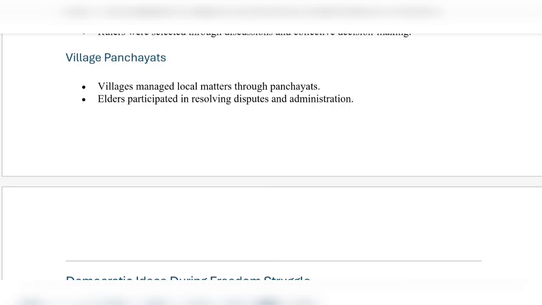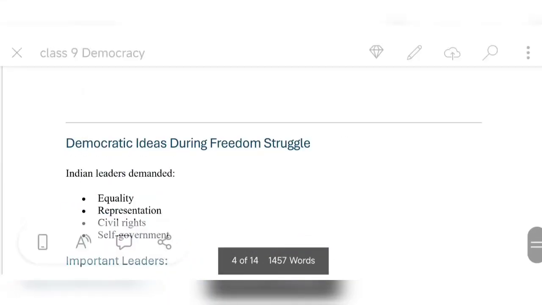Then we come to village panchayat. As I said, today also and way before, people used to sit below a peepal tree or some tree like that, and they used to talk about the problems of the villages, and they used to solve those problems with local solutions. So it used to happen every time, and now we have gram panchayat, which is officially added as the third level of the government. Elders participated in resolving disputes and administration. Now it is the Sarpanch who is the elected one.